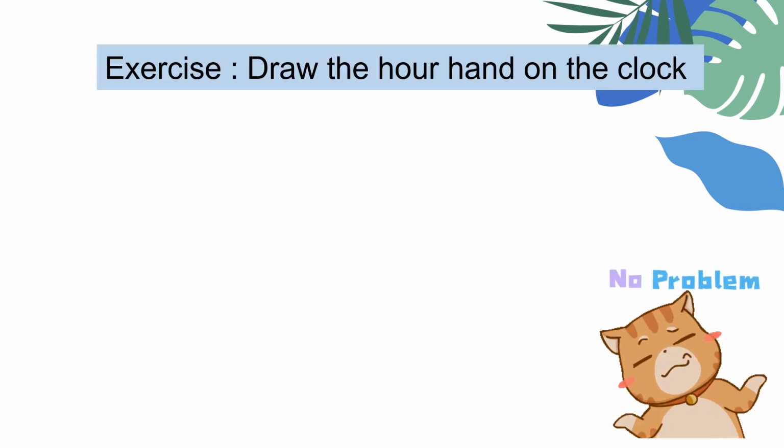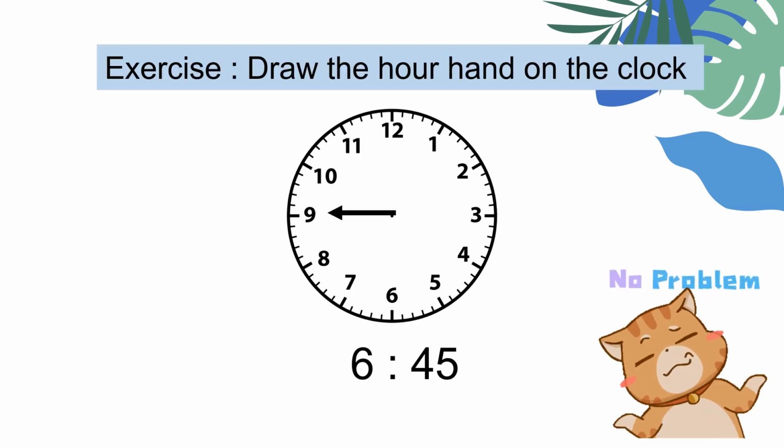Now let's try to draw the hour hand on the clock for 6:45. The 45 minutes is already drawn for you, the long hand is already drawn. We're going to draw 6 o'clock. But remember the golden rule first. 45 minutes is more than 30 minutes. So what do you remember?